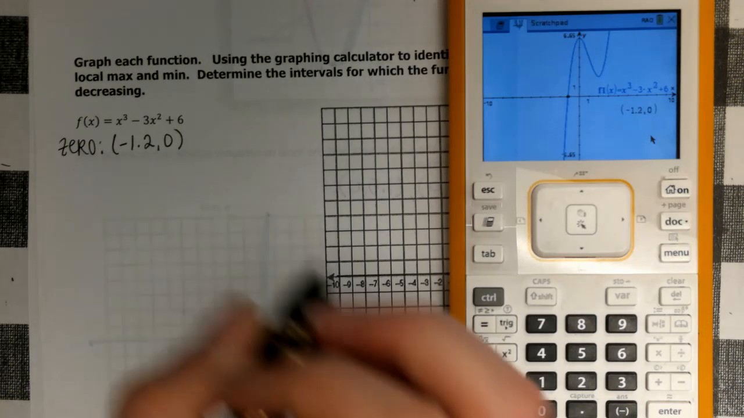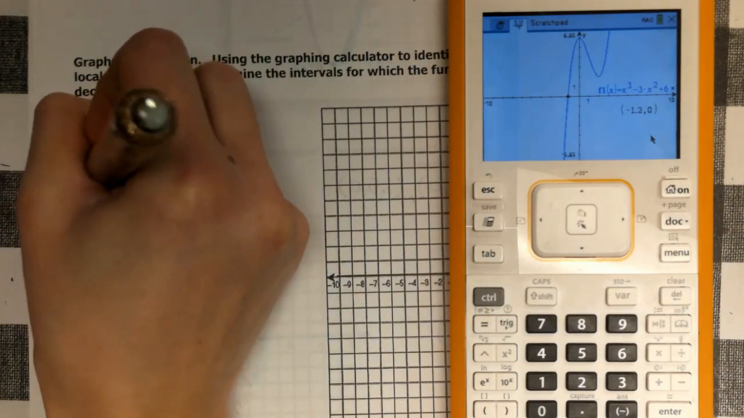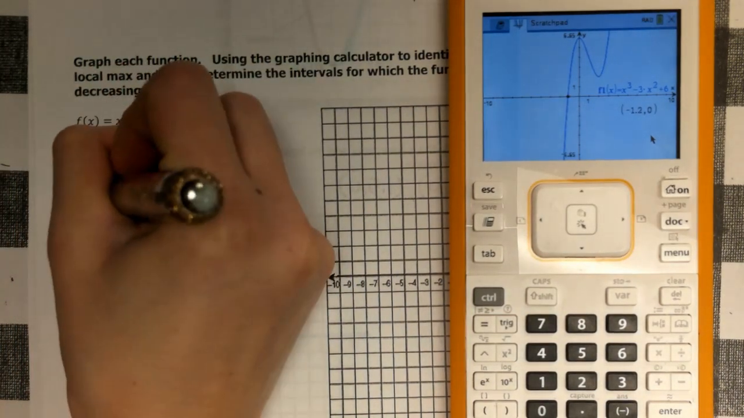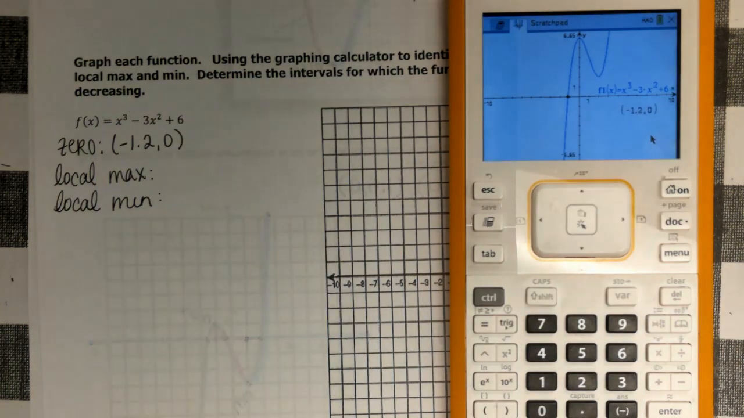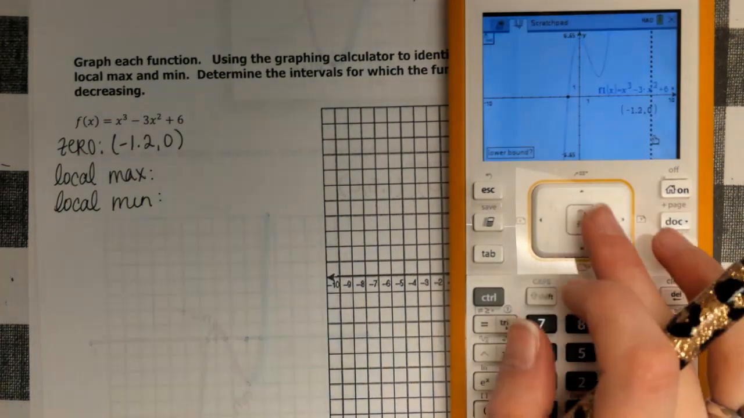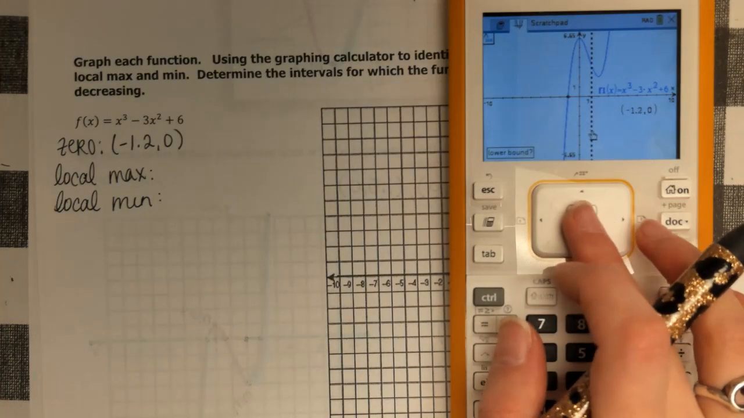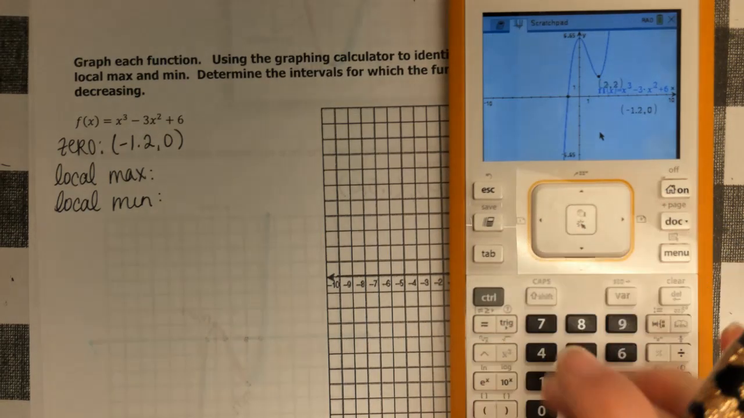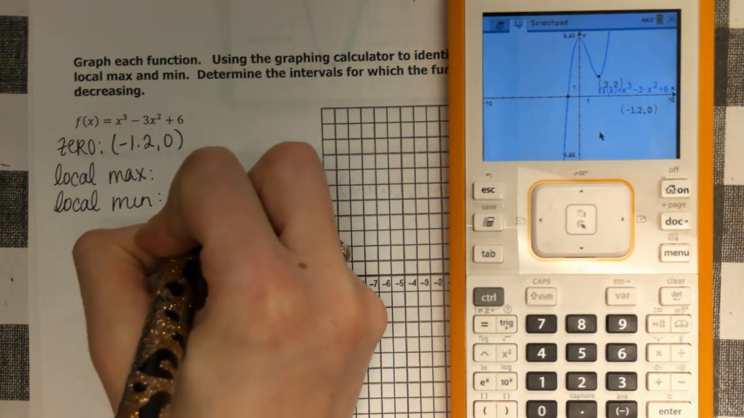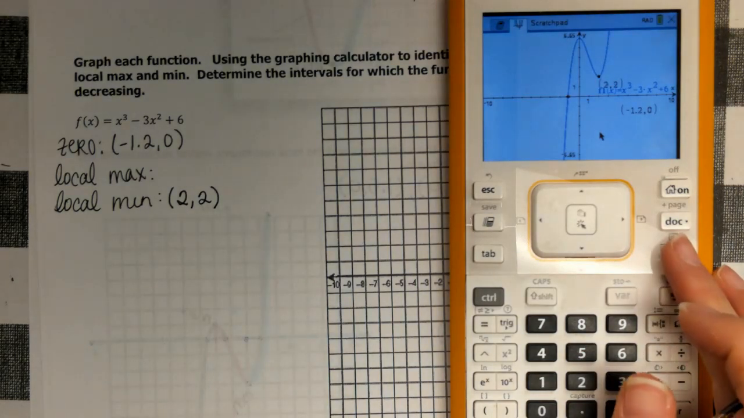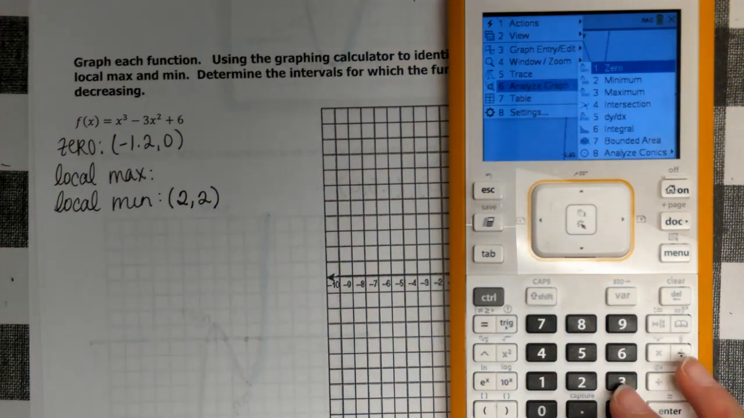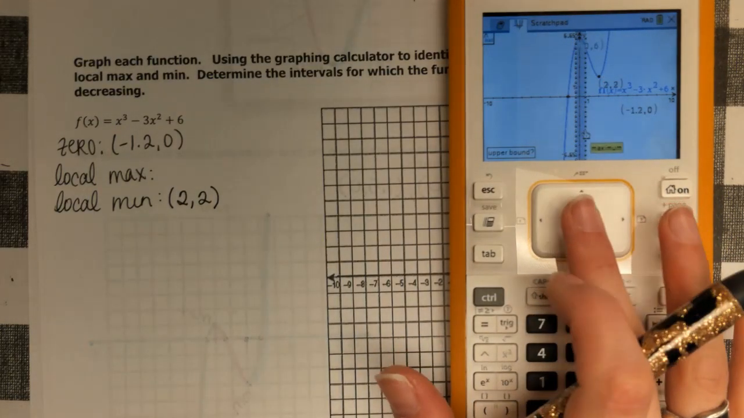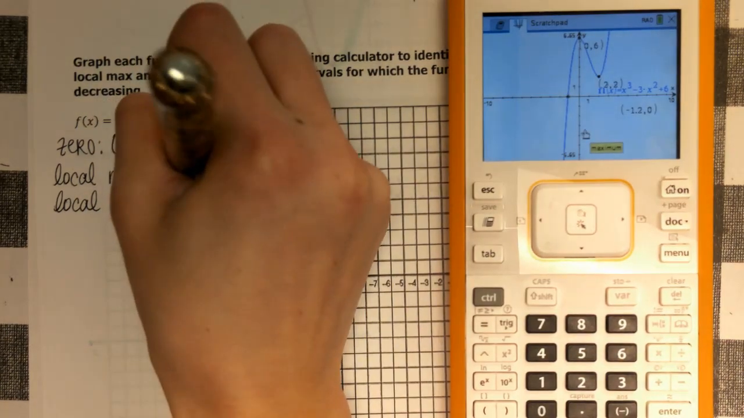Okay. How many local maxes do I have? And how many local mins do I have? Okay, so we're going to find those. Menu 6, 2 gives me my minimum, so I go to my low curve, go to the left of it, scroll over to the right. That minimum is 2, 2. And then menu 6, maximum is 3. Go to the left of it, and then go to the right, and that's 0, 6.